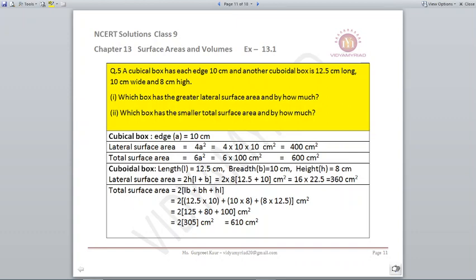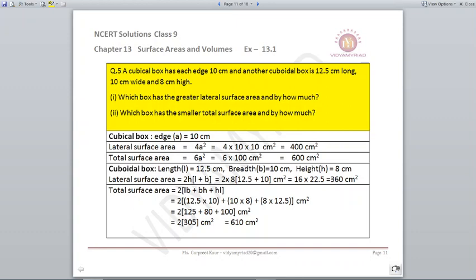Same way, let's talk about the cuboidal box. Here, length, breadth and height is given to you. All are in centimeters. So, to find out the LSA, it is 2h into (L plus B). Put the values there, you get 360 centimeters square. And find out TSA of the cuboidal box, that is 2 into (LB plus BH plus HL). Put the values over here, you get it as 610 centimeters square.